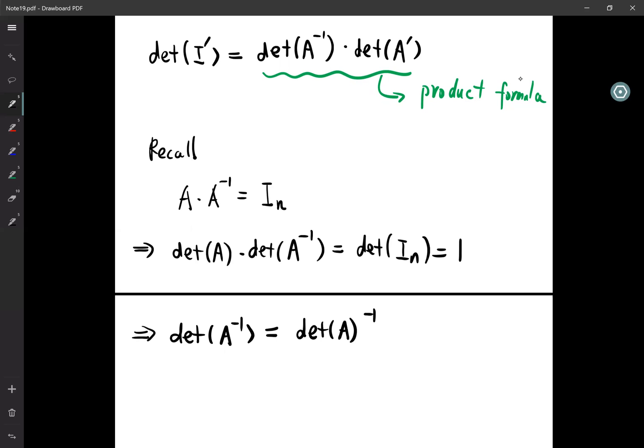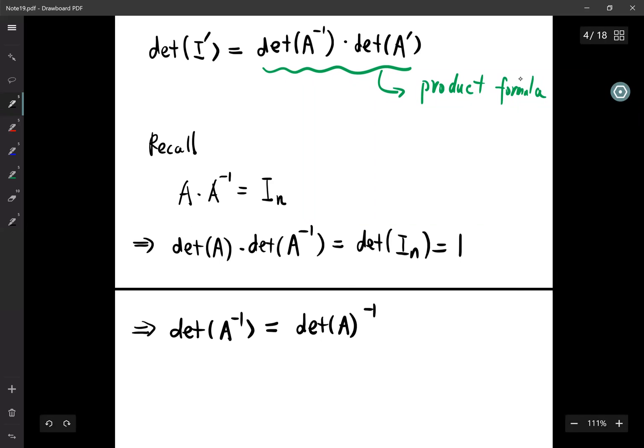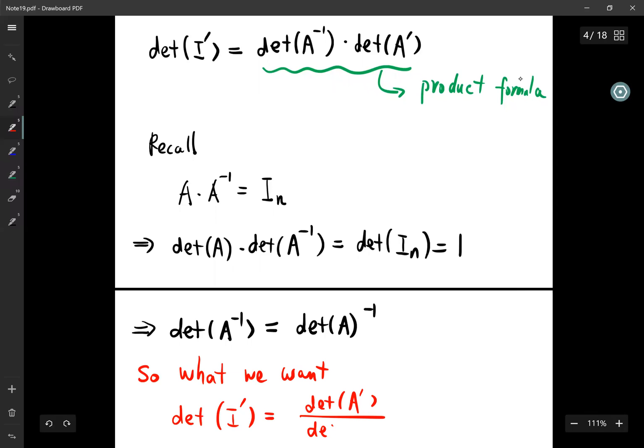So combining this one and this equation, we find that what we want, the determinant of I prime, is equal to this ratio I promised to compute. Any question? So it's just the two uses of the product formula.